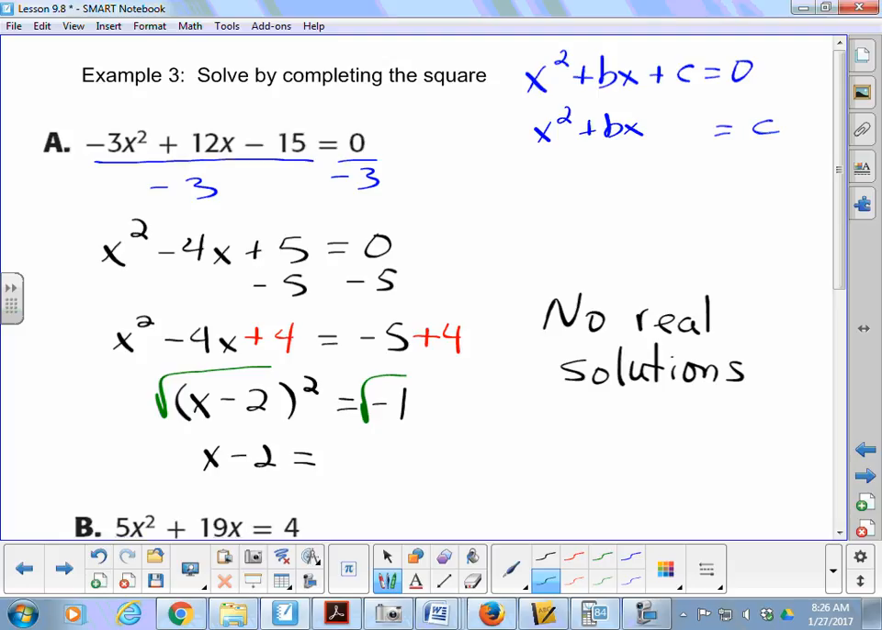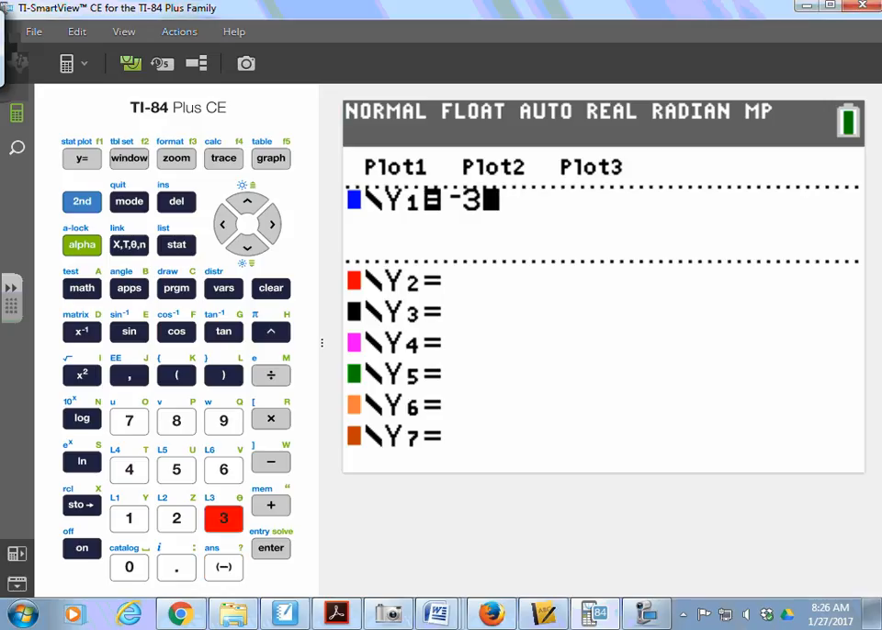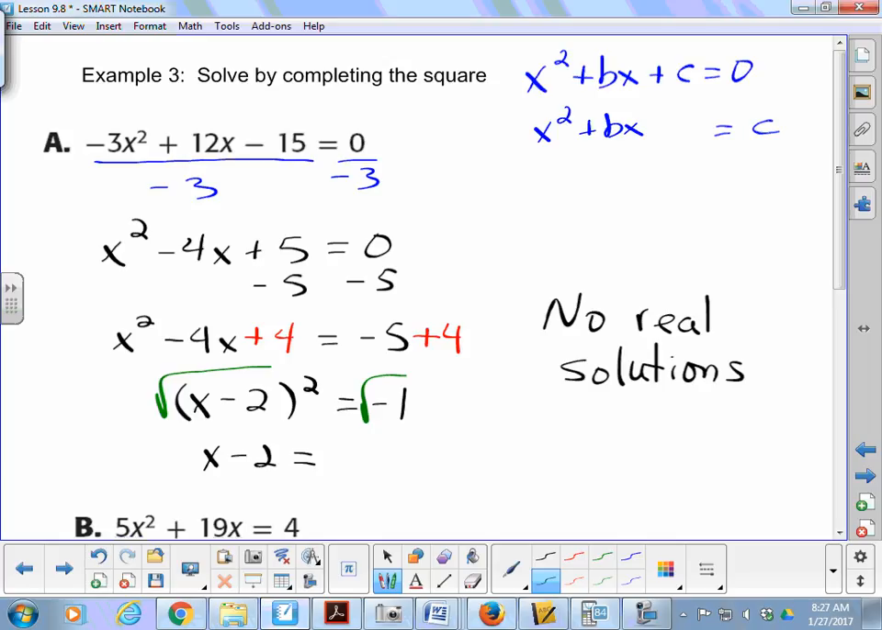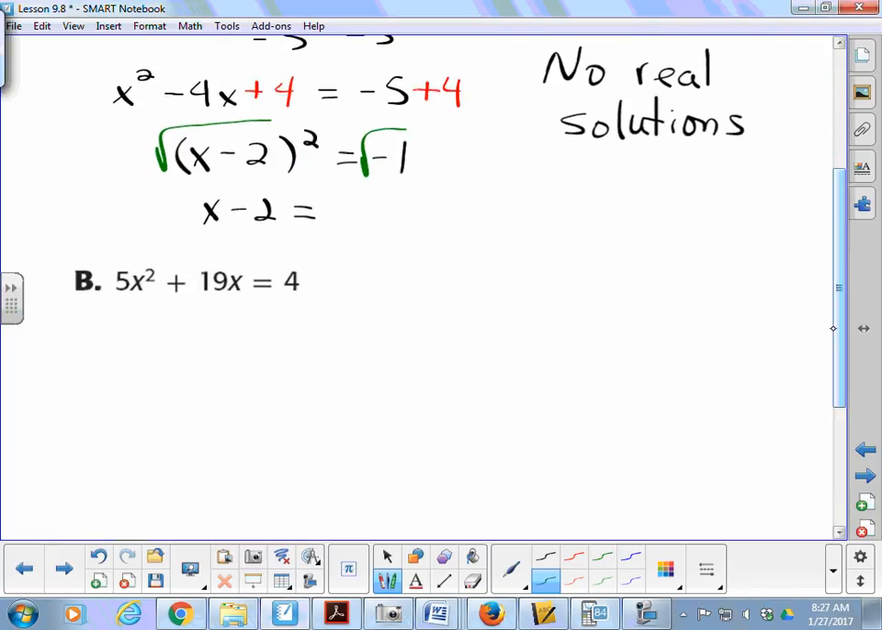So -3x squared plus 12x minus 15. And we graph it. And we can see it does not cross the x-axis. So we are correct in our work that we can't take the square root of a negative, so there are no real solutions for this one. Okay? All right, one other one then. Letter B here: 5x squared plus 19x equals 4.